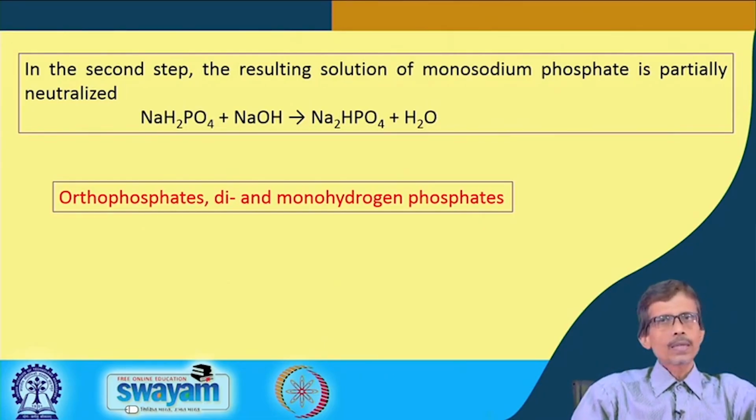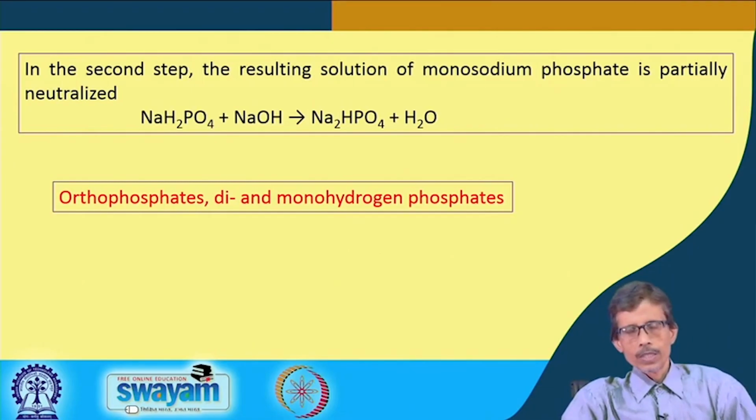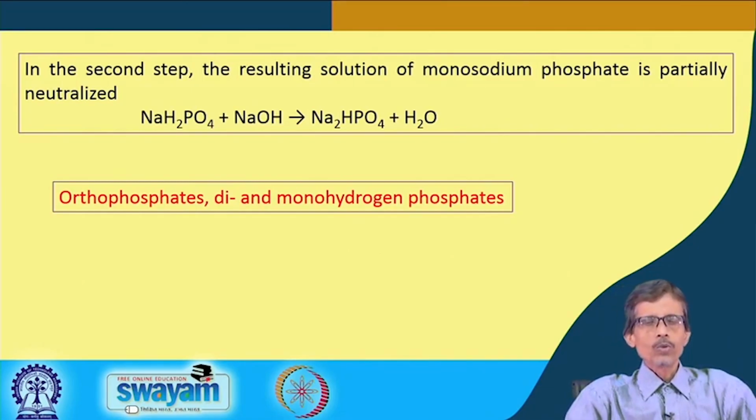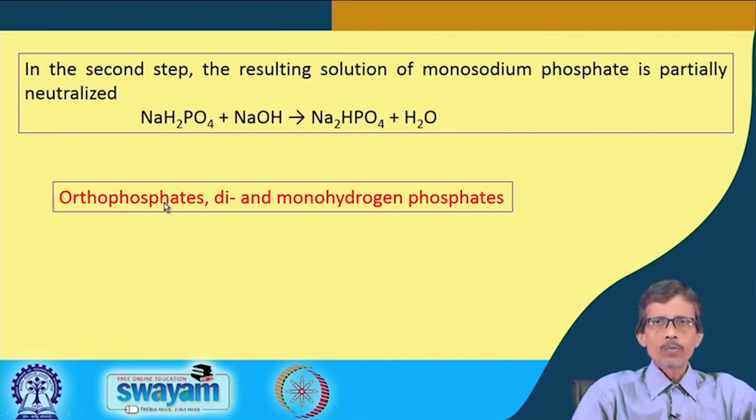That strong base is nothing but your sodium hydroxide. So if we use the sodium hydroxide for this particular purpose, we can get that particular NaH2PO4. Starting from orthophosphoric acid, if we completely remove all the protons, we'll end up with orthophosphates like Na3PO4. Na3PO4 is your example for an orthophosphate.